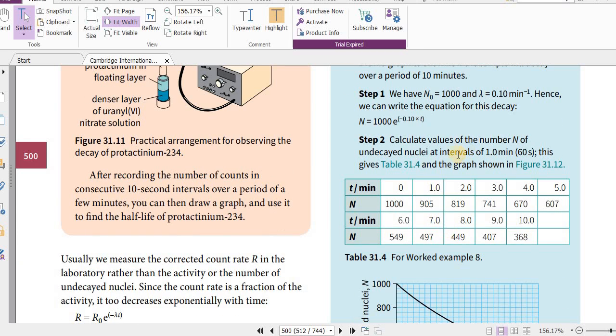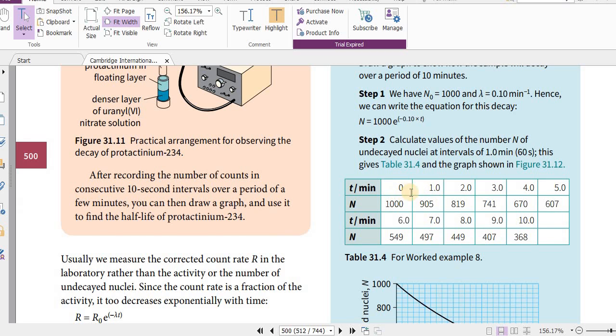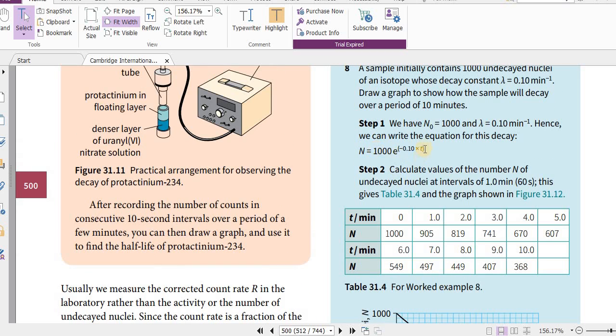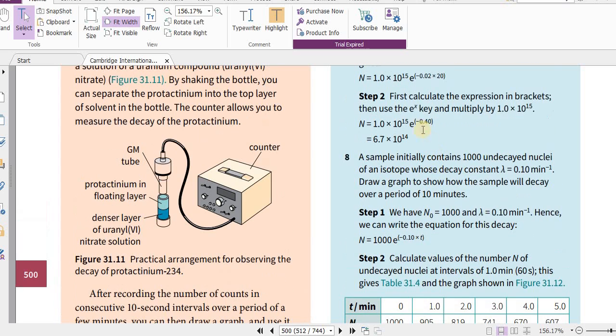Okay, so calculate the values of the number n of undecayed nuclei at intervals of 1 minute. So then you will have 10 values because this is for 10 minutes. So if you do it for every 1 minute, see 0, 1, 2, 3 like this, you can calculate the value of n when t is 1, 2, 3, 4 like that, all the way to 10 minutes. And you can see here lambda is also having the units per minute.